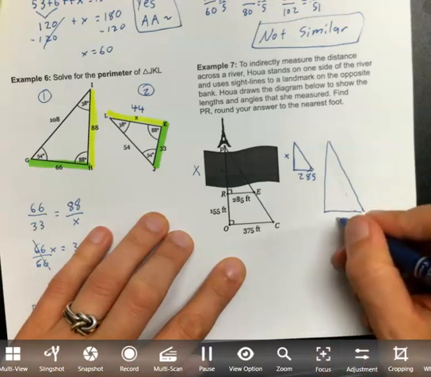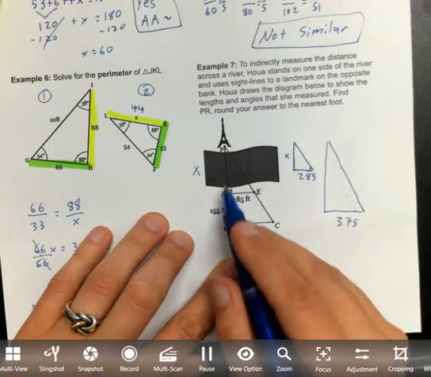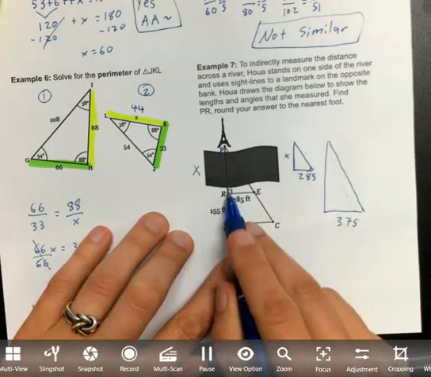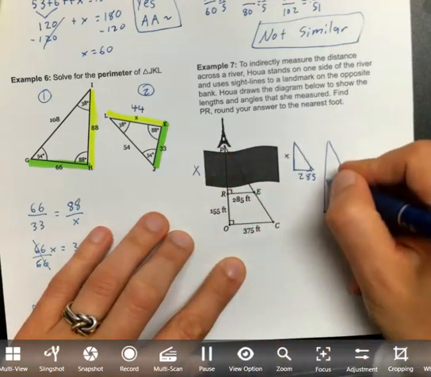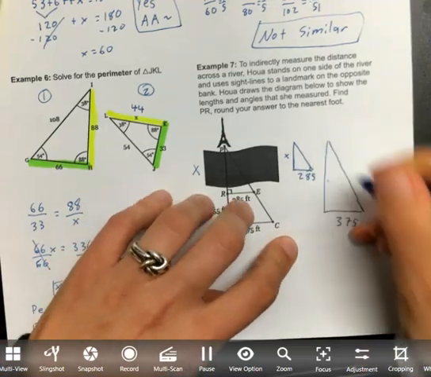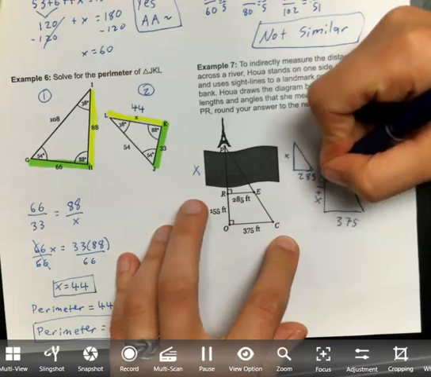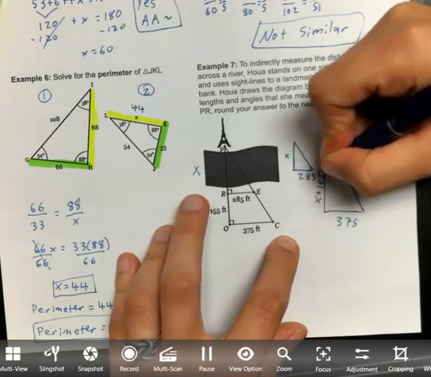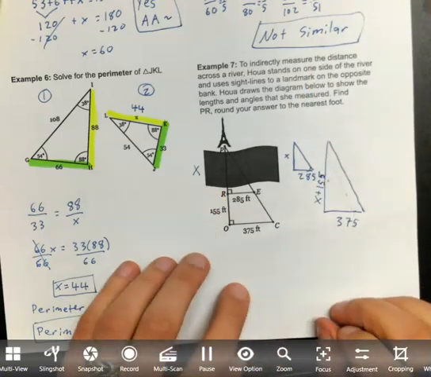So let's see, this piece right here is 375. And what's this length? Well, this piece is x, and this down here is 155, so together we have x plus 155. I should have given myself room to write the x plus 155. I'll have to do it sideways. Okay, so this piece right here, x plus 155.